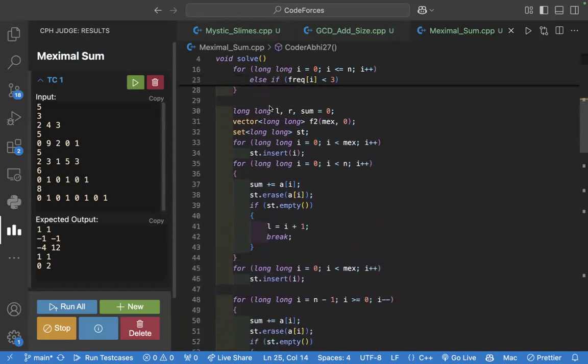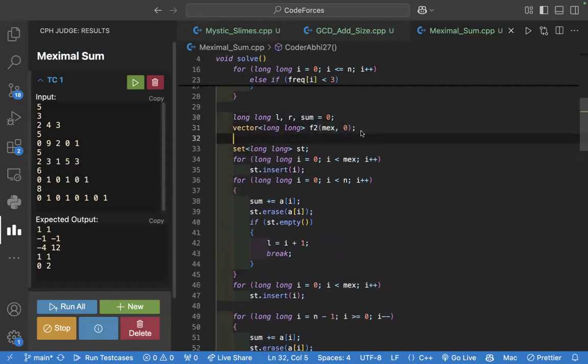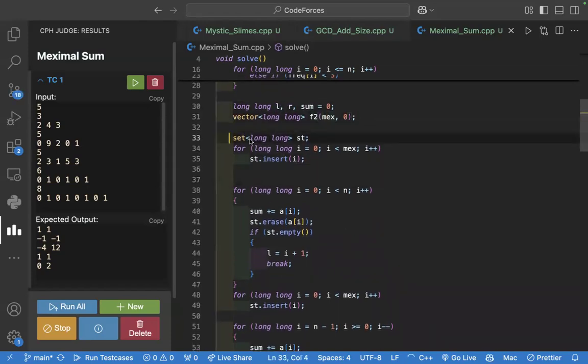Great. Now I go inside. Let's find that L, let's find that R, and let's have an initial sum. Now I'll create a frequency map again, a frequency vector I've created. I could have created a map also, it doesn't matter. Now, what I'll do is, first of all, in a set, I will insert all values from 0 to max minus 1.